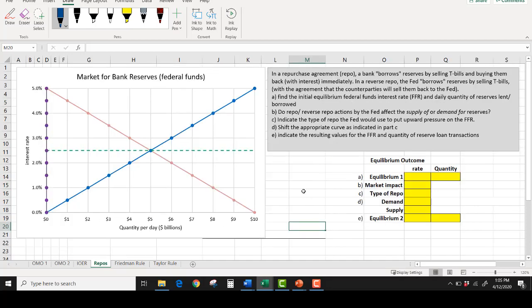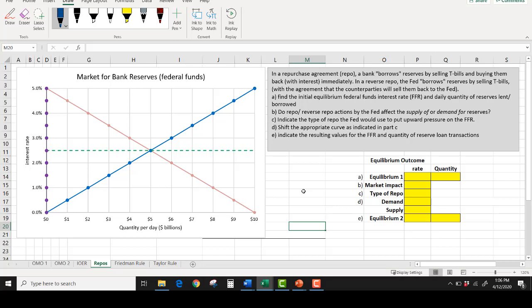Okay, and another part of how the Fed currently operates, or at least post-2008, is the repo market, repo/reverse repo. So let's think about a little bit of repo operations here in the homework as well. In a repurchase agreement, repo, a bank effectively borrows reserves by selling treasury bills to another bank and then buying them back with interest immediately, usually the next day. In a reverse repo, the Fed borrows reserves by selling treasury bills with the agreement that the counterparty, a bank, will sell them back to the Fed, usually again the next day.